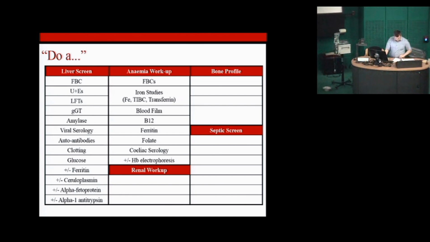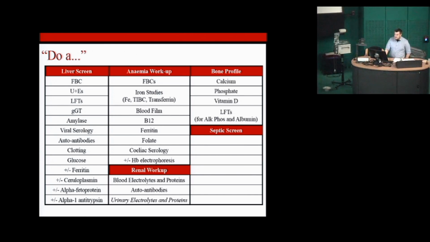Renal workup. Using these, good. I've kind of cheated here, so it's always important to look in the urine for renal disease, so doing a urine dip, and you can look at the urine electrolytes and proteins as well. The bone profile, what's in a bone profile? Calcium, phosphate, ALP, and depending on what they show, you might do a vitamin D as well.